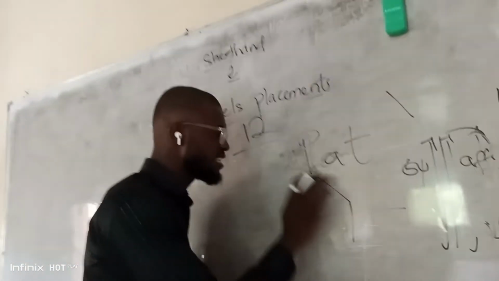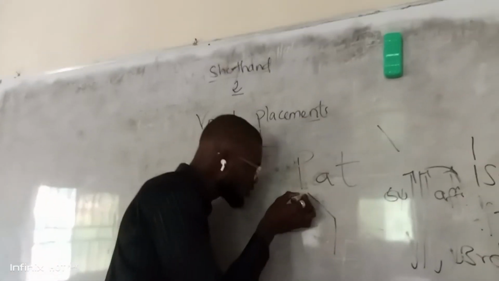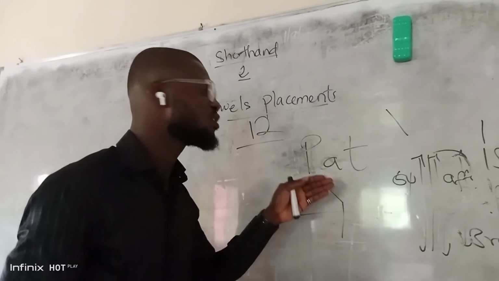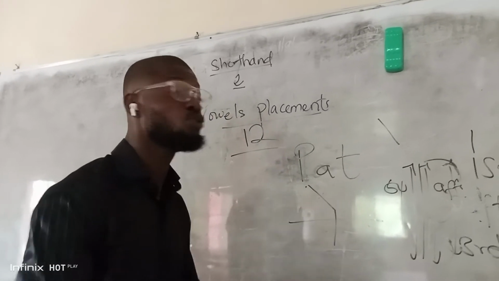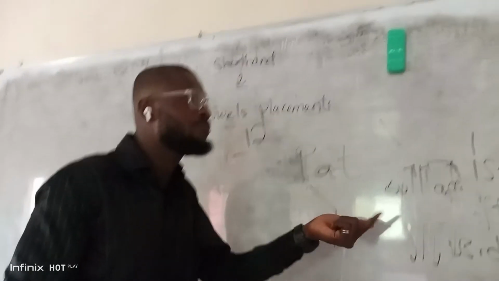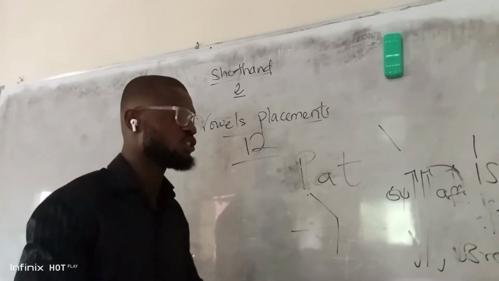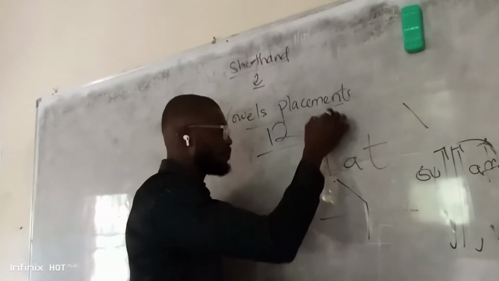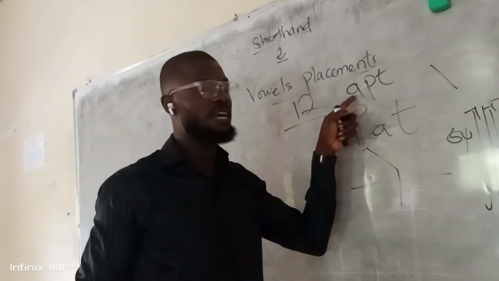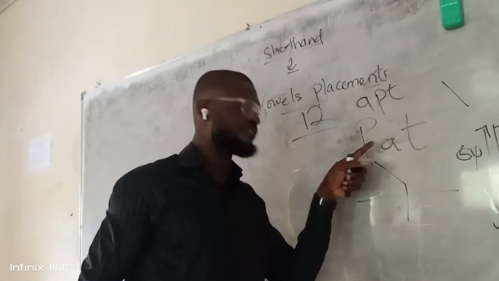If I erase this vowel I placed here, and I put this vowel here, what does it mean? The pronunciation of this word will change, because the A is now before the P. It will now be act instead of this, because the A is coming before the P, while here the A is coming after the P.